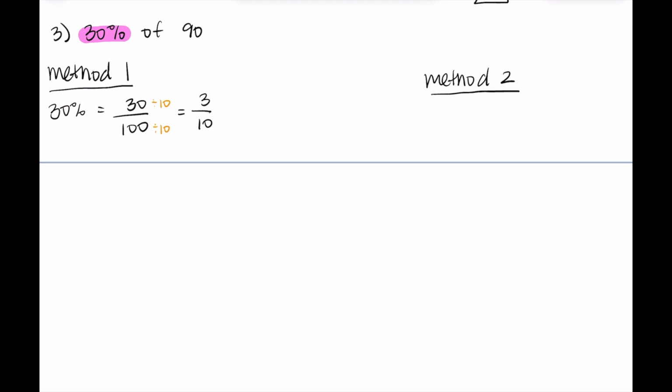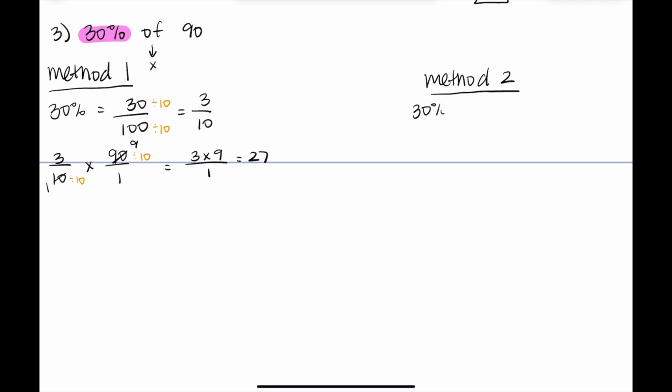Now we'll do 3/10 times 90, right? Because of means to multiply. So 3/10 times 90, we'll put the 90 over 1 so we can multiply across. And we can cross cancel the 90 and the 10 here. We can divide both of those by 10 to simplify that. And when we do that, we end up getting 3 times 9 over 1. And we know that 3 times 9 is just 27, right? So we get 27 as our answer for method 1.